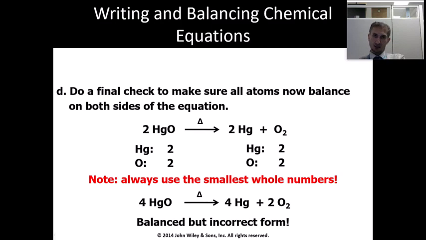Please pay attention. We always use the smallest whole numbers. What does that mean? If you multiply the equation by 2, 2 times this number gives us 4, 2 times 2 is 4, 2 times 1 is 2. We have 4 oxygen, we have 4 oxygen. We have 4 Hg, 4 Hg. It looks like this is balanced, but we only accept the smallest whole numbers.